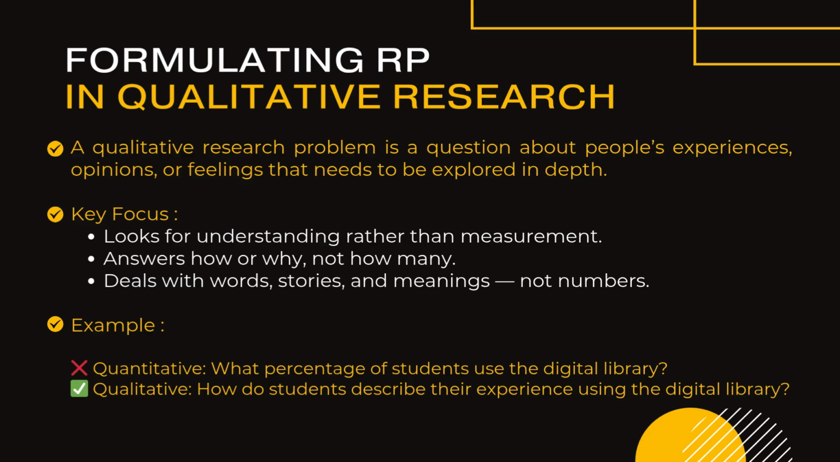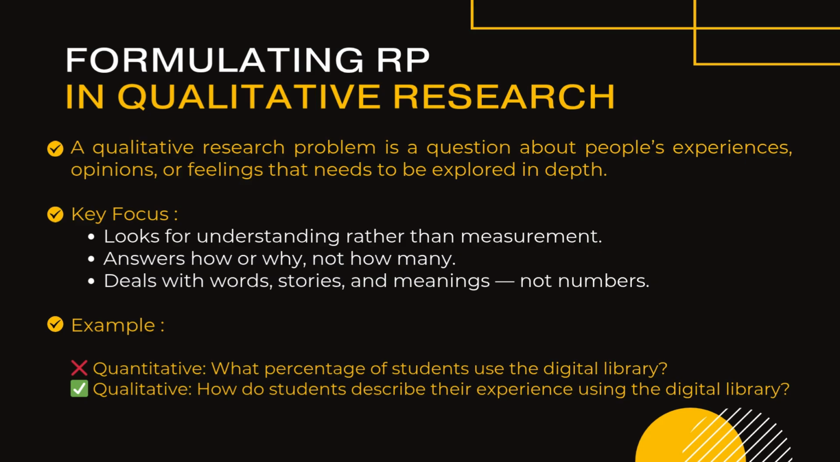Unlike quantitative studies, which focus on numbers and measurements, qualitative research aims to understand people's experiences, opinions, and feelings in depth. A qualitative research problem is essentially a question about human experience, something that needs to be explored rather than measured. Its key focus is on understanding, not on counting or testing. It seeks to answer how or why something happens, rather than how many times it happens. And instead of dealing with statistics or percentages, qualitative studies work with words, stories, and meanings, the rich, descriptive side of human behavior.